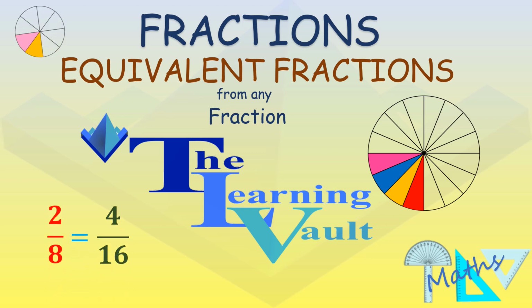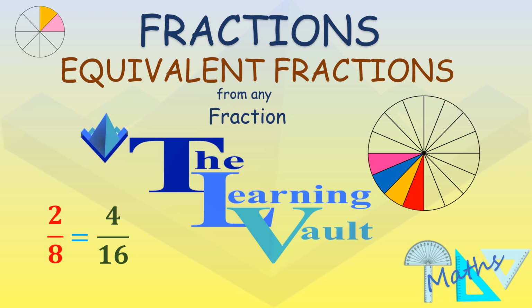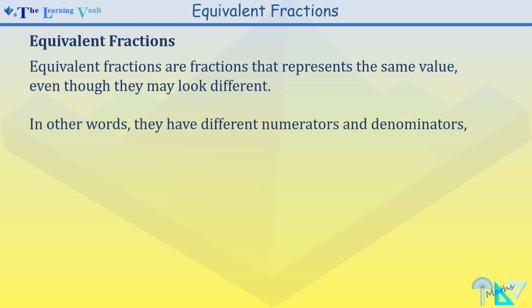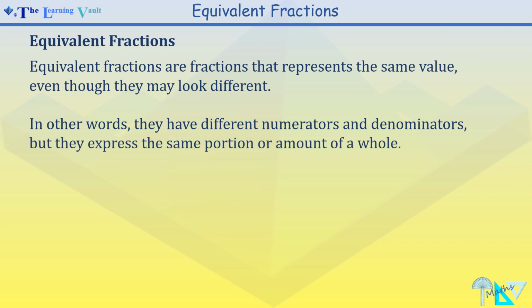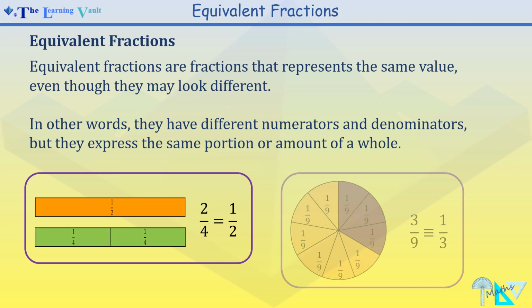Welcome to this video on finding equivalent fractions from any fraction. Now, equivalent fractions are fractions that represent the same value, even though they look different. In other words, they have different numerators and denominators, but express the same proportion or amount of a whole. We have an example of 2/4 equals 1/2 and 3/9 is equivalent to 1/3.